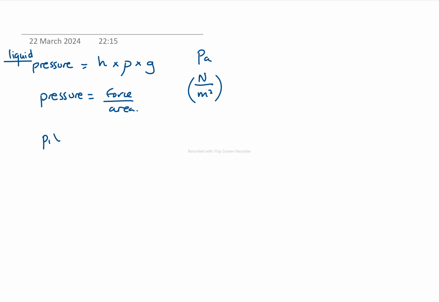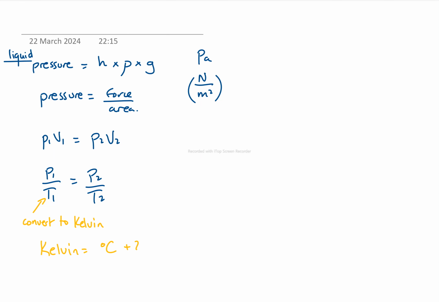Right, we know pressure 1 times volume 1 equals pressure 2 times volume 2. Okay. Pressure 1 over temperature 1 equals pressure 2 over temperature 2. Right, with this we have to convert to Kelvin. Let's have a look. Convert this to Kelvin. How do we convert to Kelvin? Kelvin equals degrees Celsius plus 273.